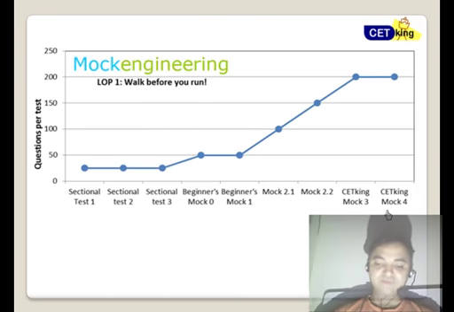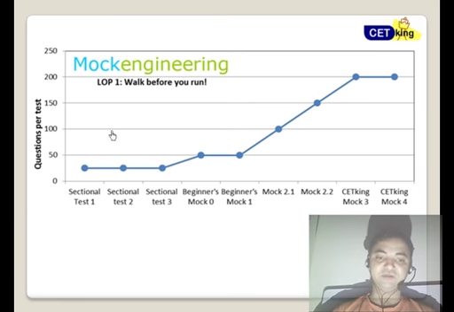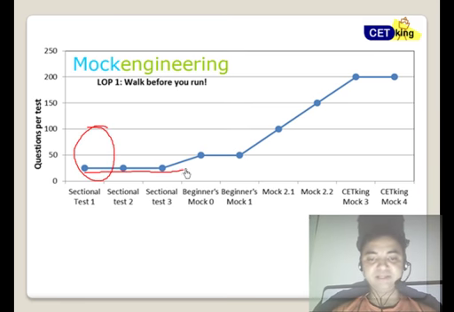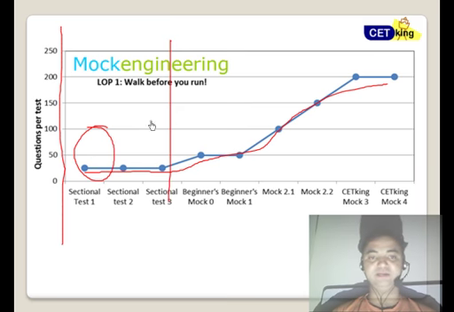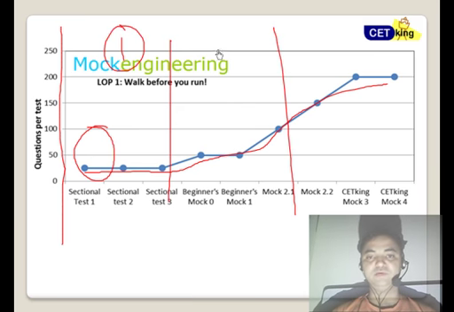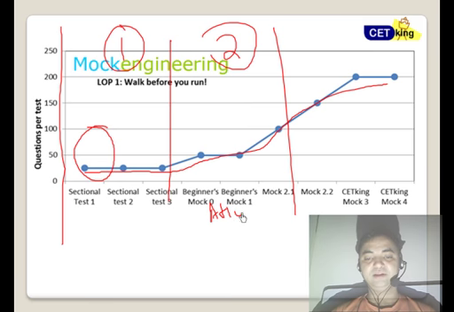The first mock is a very basic mock. We're just making sure that you walk before you run. Gradually we'll increase the pace, don't worry. The next few weeks are phase 1, in which we're going to work on the basics. Then we'll move to phase 2, in which we will build your accuracy, and the third phase will accelerate your score.